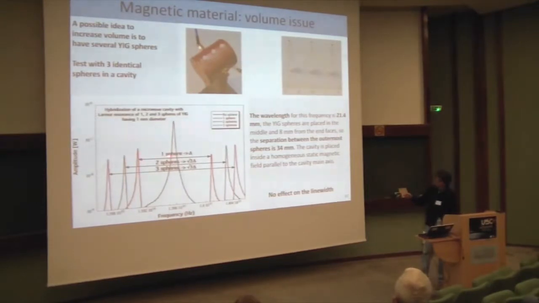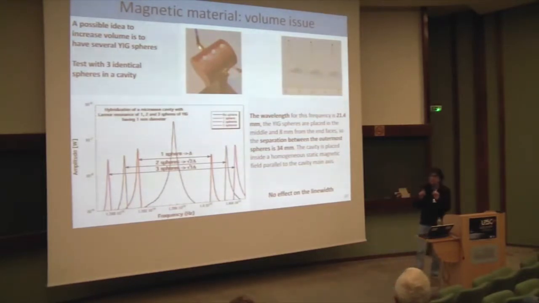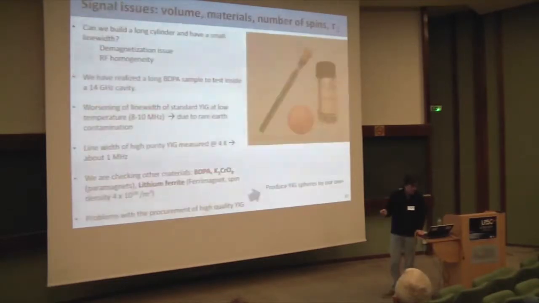Since the number of spins scales with the volume, you have to see the separation in the coupling, the hybrid modes that we were discussing before, when you have the anti-crossing between the two oscillators. This anti-crossing is much more separated the higher the number of spins. Actually, it scales with the square root of the number of spins. And we have demonstrated this using just 1, 2, or 3 spheres, and we didn't see any effect on the line width, which is good.